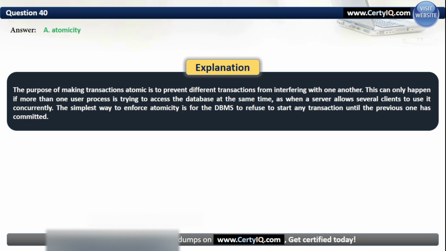The purpose of making transactions atomic is to prevent different transactions from interfering with one another. This can only happen if more than one user's process is trying to access the database at the same time, as when a server allows several clients to use it concurrently. The simplest way to enforce atomicity is for the DBMS to refuse to start any transaction until the previous one has committed.